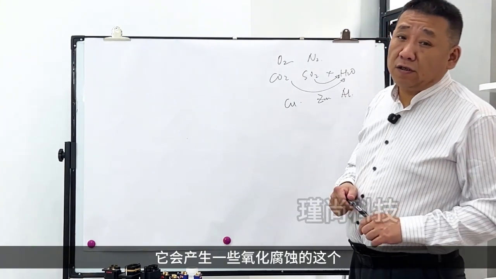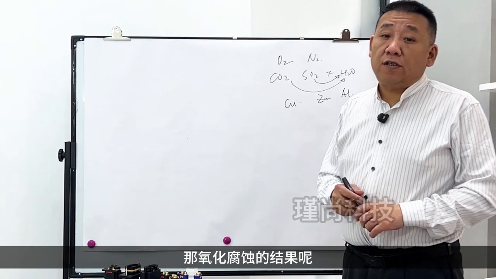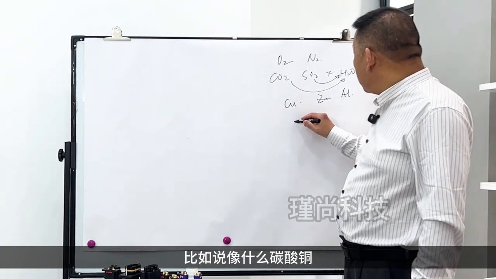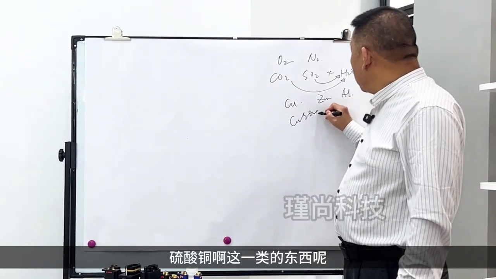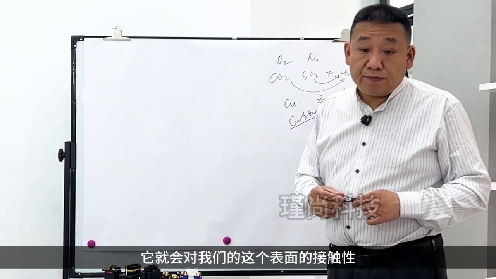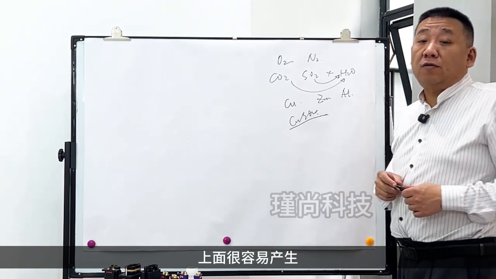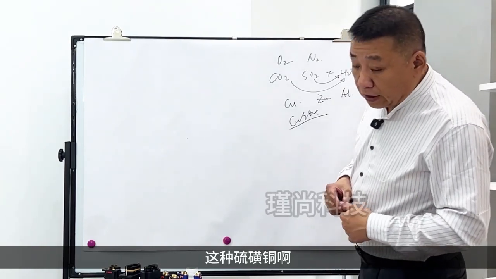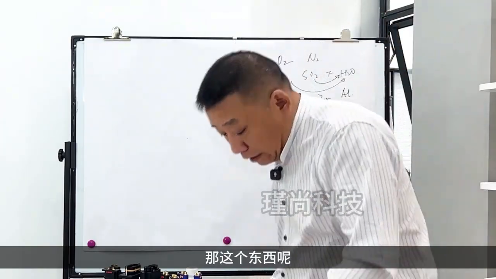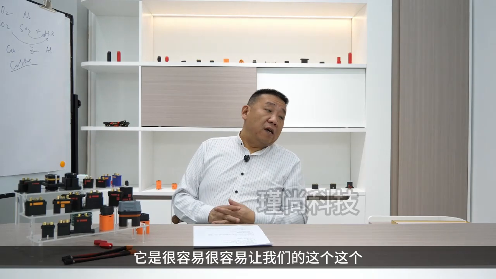What about the results of oxidative corrosion? Like some copper carbonate, copper sulfate, things like that. It will make contact with our surface, especially our copper parts. It is easy to produce this kind of copper sulfate patina on it. What about this thing? It is very easy to form on the surface of the material, increasing its contact resistance.